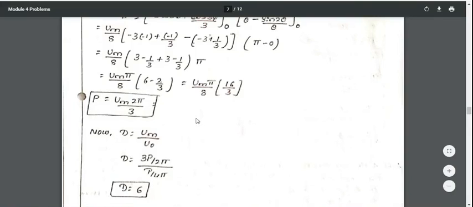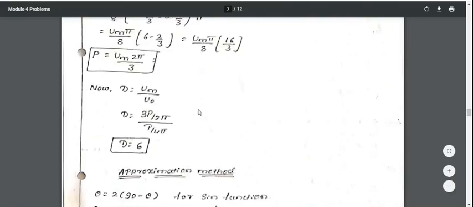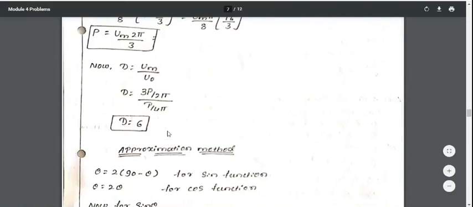Now we have to find the directivity. Again, we need to utilize the isotropic point source power. So D is equal to 6 will come into the picture.